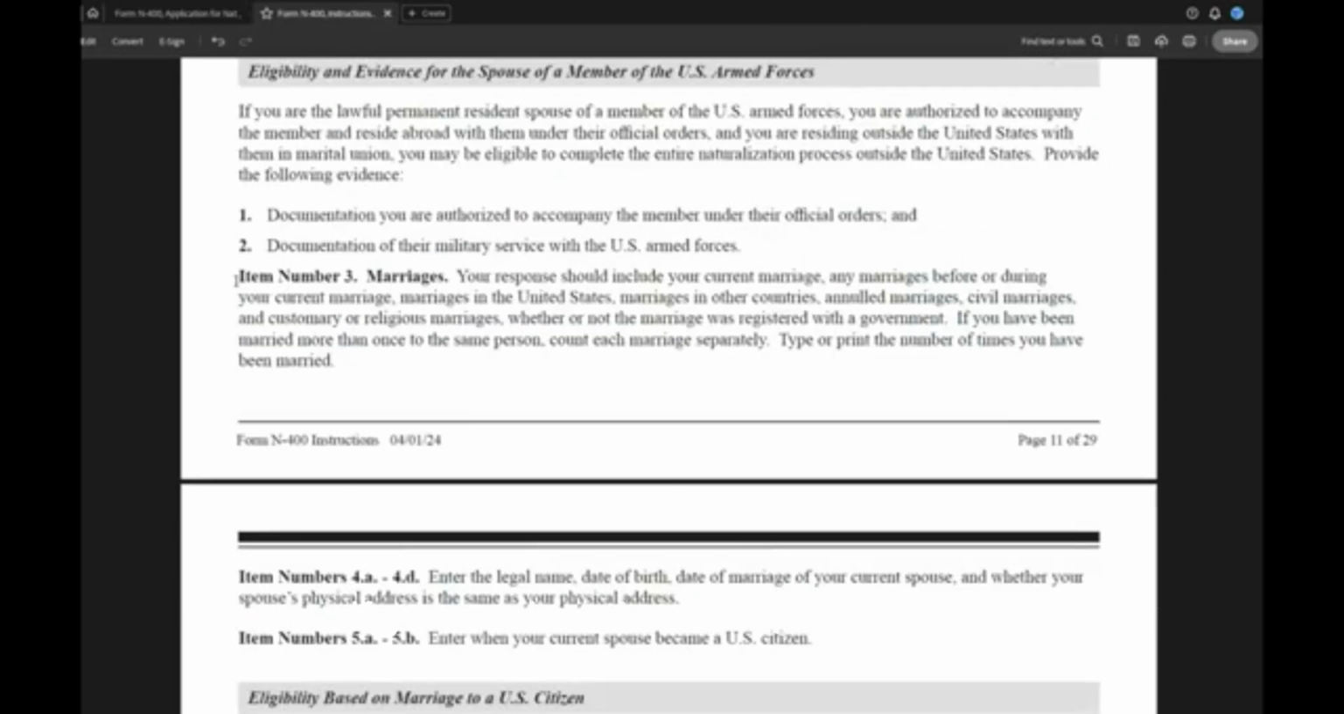If you review the form instructions, they will also tell you to make sure that you are including all marriages, including your current marriage, any marriages before, marriages inside or outside the United States, annulled and civil marriages, religious marriages, even if it wasn't registered with the government, and also if you've been married to the same person more than once, count each marriage separately.